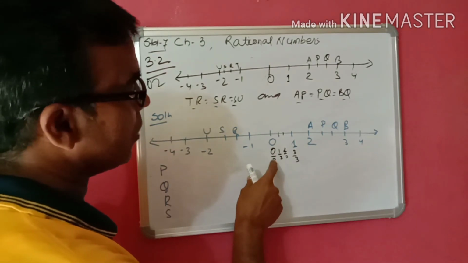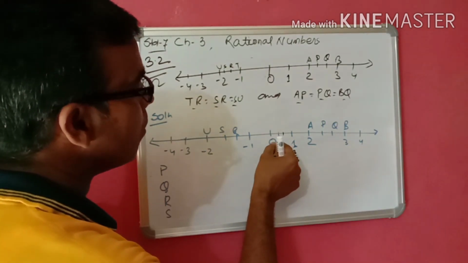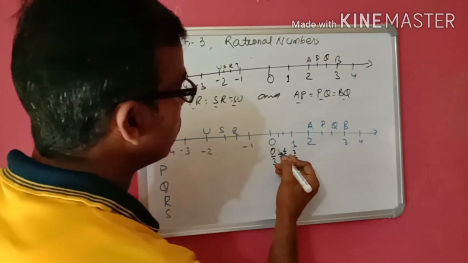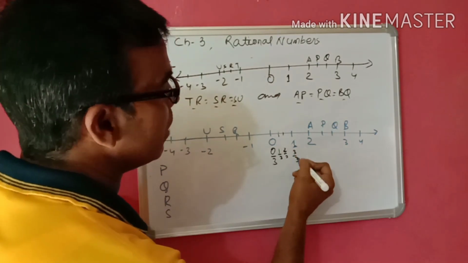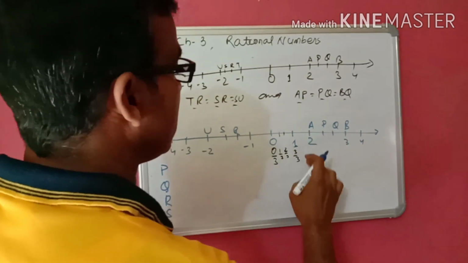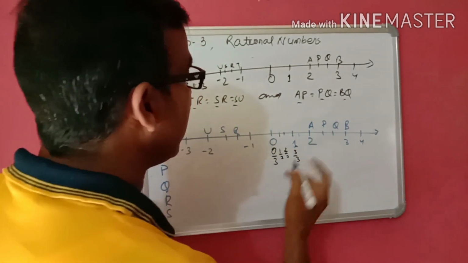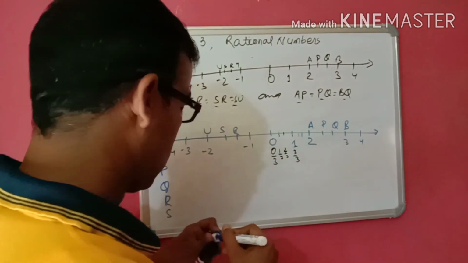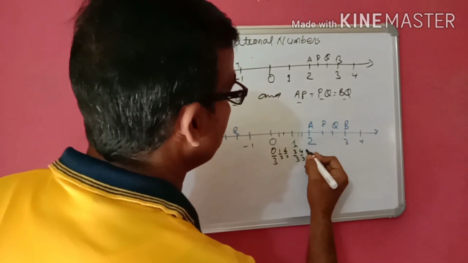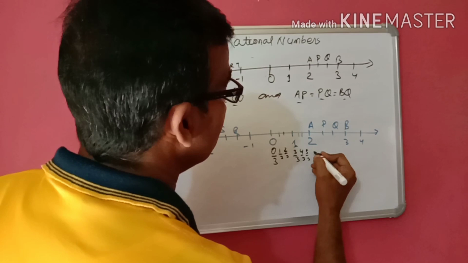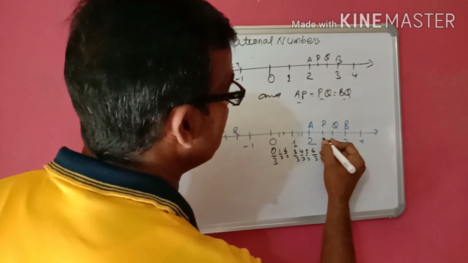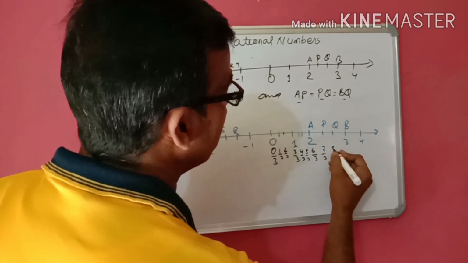This is 0, which means 0 by 3. Between 0 and 1 we have to make 3 parts. This is 1 by 3, this is 2 by 3, this is 3 by 3. 3 by 3 means 1. So this is 4 by 3, this is 5 by 3, this is 6 by 3. As we know, 6 by 3 means 2. This is 7 by 3, this is 8 by 3.